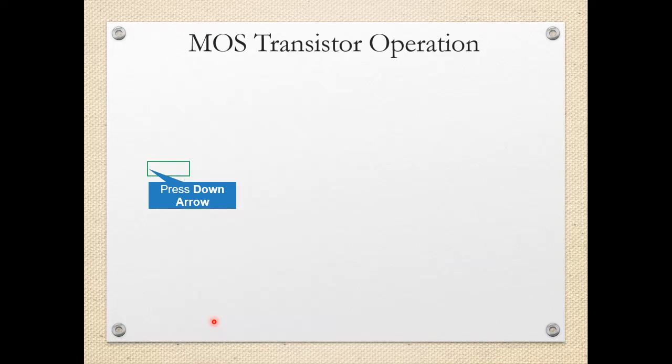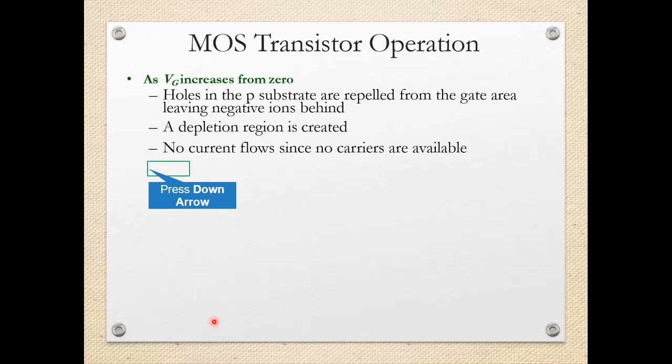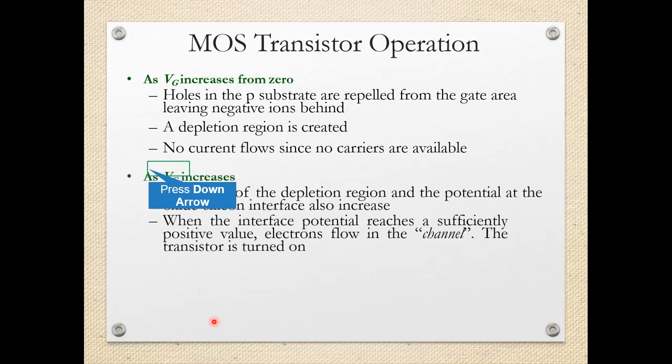So you'll see the operation in more detail. We have started with VGS 0. As VGS increases from 0, holes in the P substrate are repelled from the gate area, leaving the negative ions behind, and the depletion region is created, and no current flows since no carriers are available. So when VGS is equal to 0, there are no carriers, so there is no conduction and no current will flow.